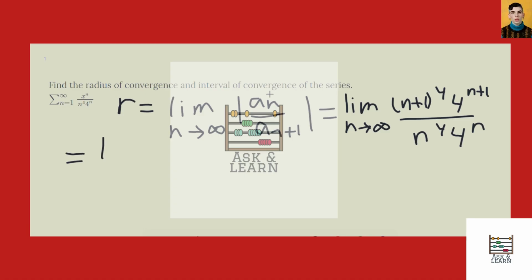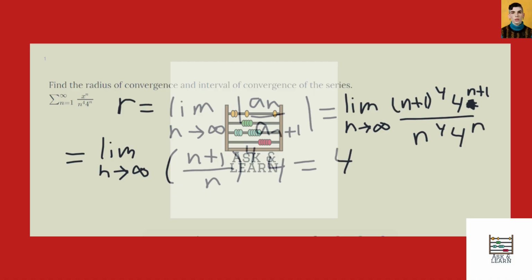So this is the limit as n goes to infinity of (n+1) over n to the fourth, and then 4 to the n+1 divided by 4 to the n. Sorry for that. 4 to the n+1 divided by 4 to the n is going to cancel out to just be 4. And then (n+1) over n, as n goes to infinity, goes to 1. So this is 1 to the fourth, which is just 1. So 1 times 4, so we just get 4 here. So 4 is the radius of convergence here.